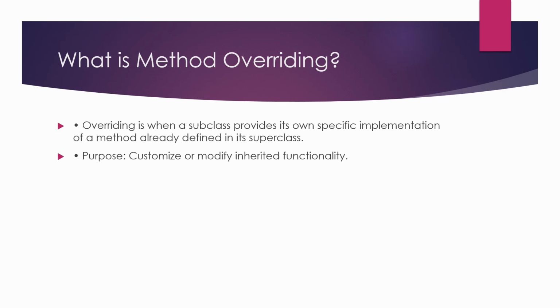In object-oriented programming, method overriding occurs when a subclass provides its own specific implementation of a method that is already defined in its superclass. Essentially, we are replacing the inherited method with our own customized version. This allows us to modify or extend the behavior of an inherited method without changing the original class.